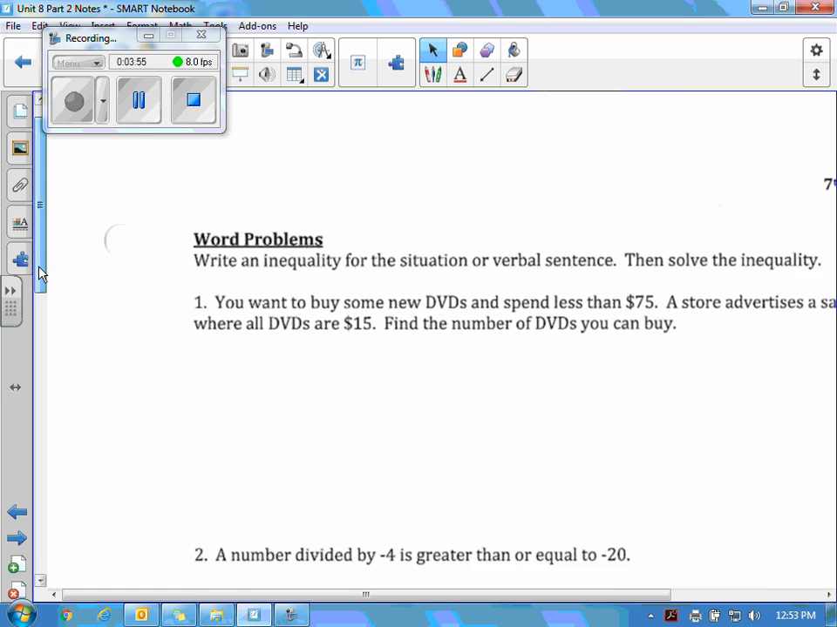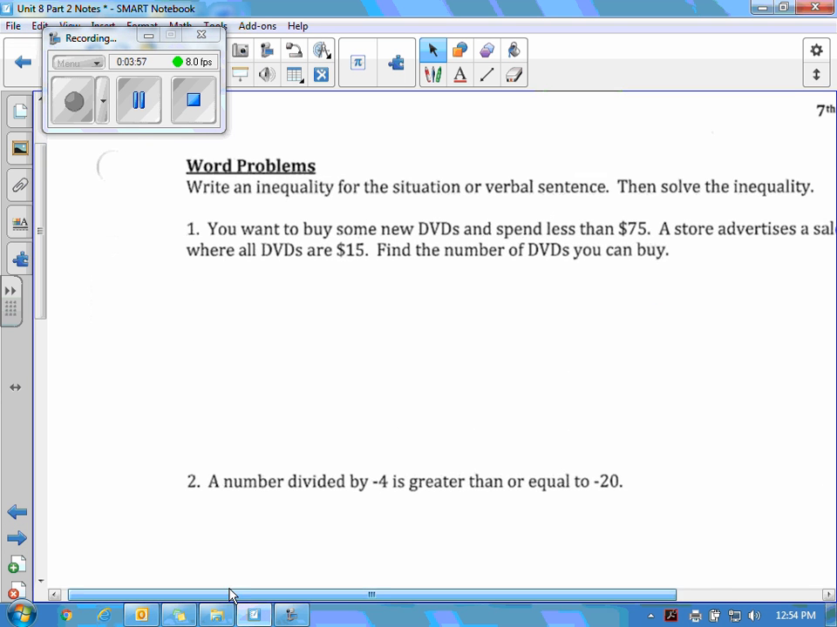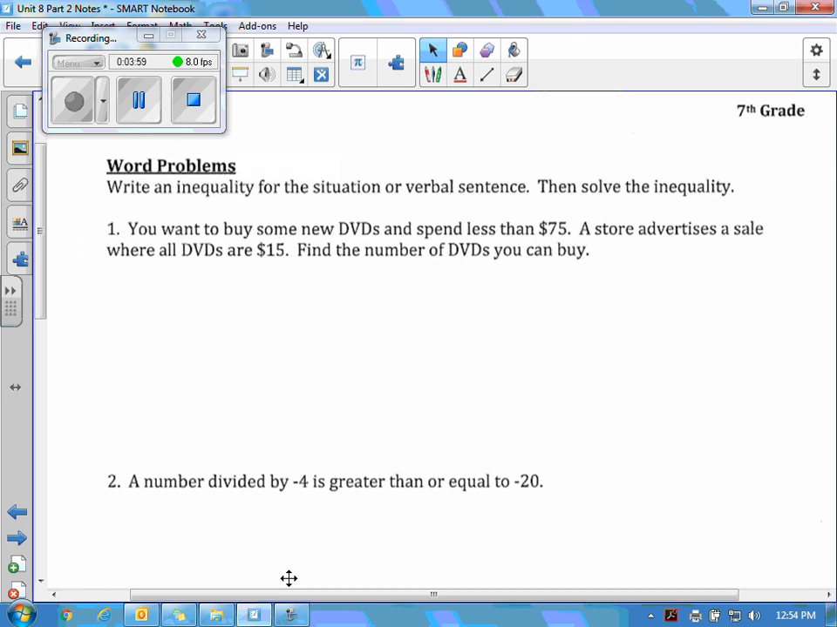Looking at the back side now, there's a couple of word problems. It says write an inequality for the situation or verbal sentence, then solve the inequality. Number 1 says you want to buy some new DVDs and spend less than $75. A store advertises a sale where all DVDs are $15. Find the number of DVDs you can buy.